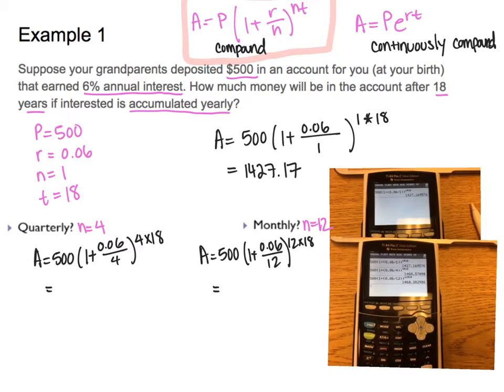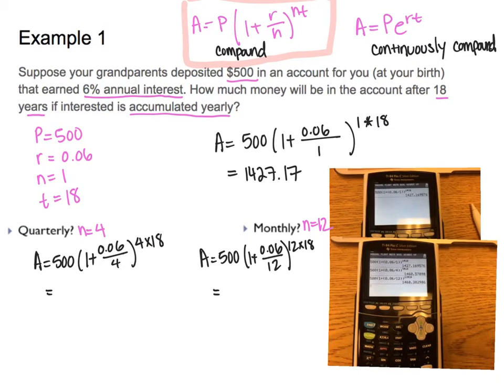So it looks like here I have for quarterly $1,460.58, and then I have $1,468.38 for the other one. So out of these 3, which one made the most money? Well, we can see that it was the monthly that made the most money. So that's our winner here.